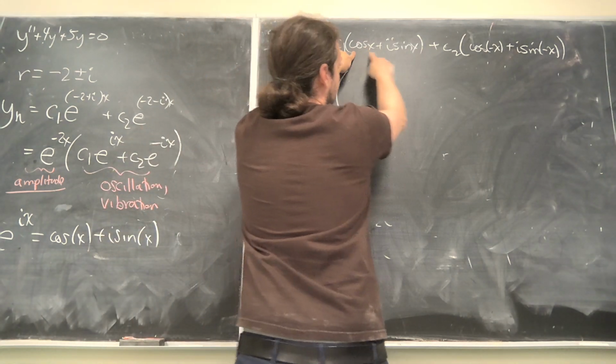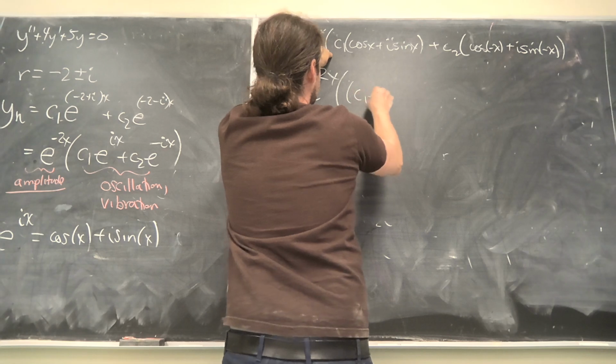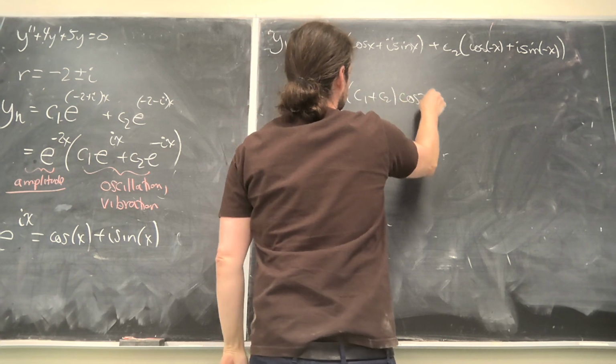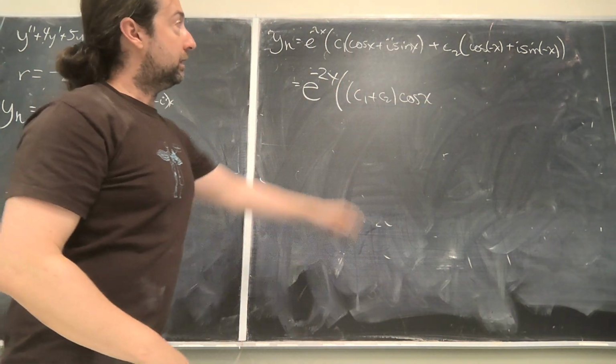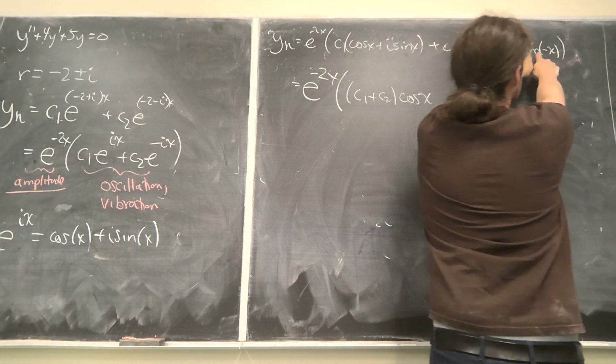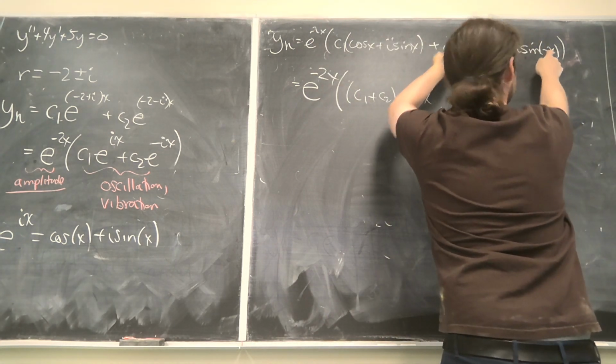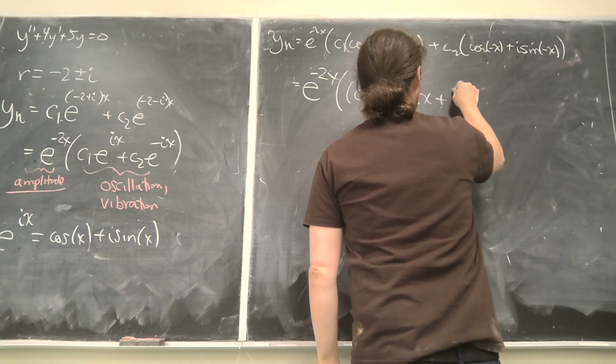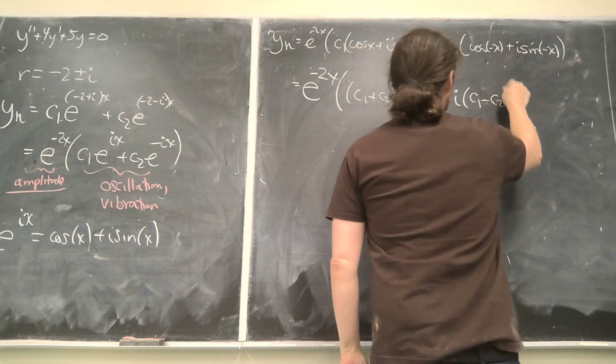So if you resort this, that's a cosine of x, that's a cosine of x. This is going to be C1 plus C2 times cosine of x. This is a sine of x with an IC1 stuck to the front of it. This is a sine of x with a minus IC2 stuck to the front of it. So if you bring those together, you get I times (C1 minus C2).